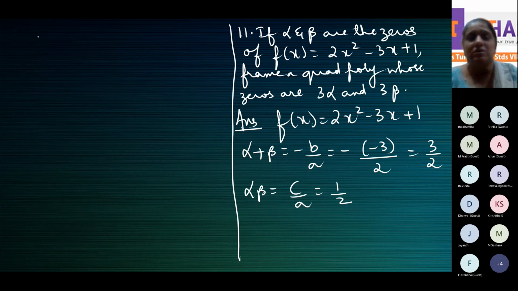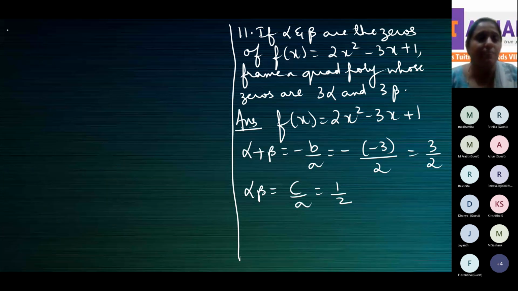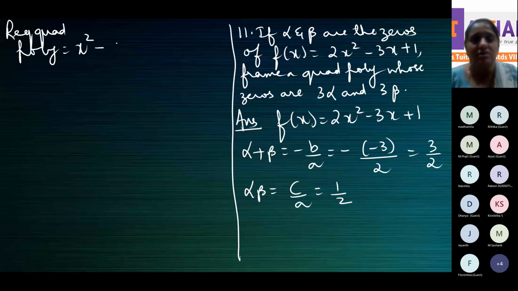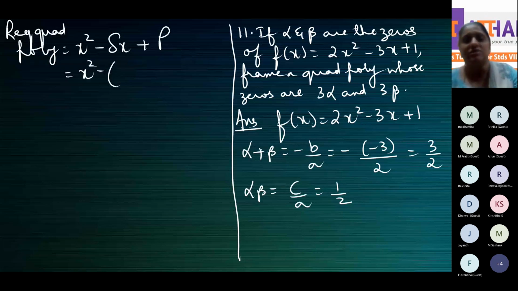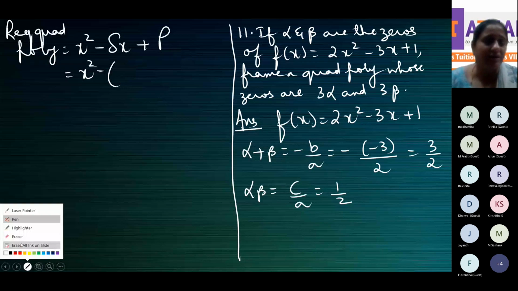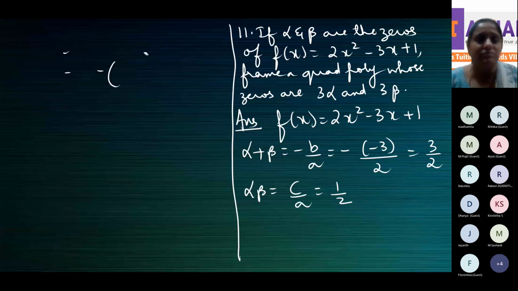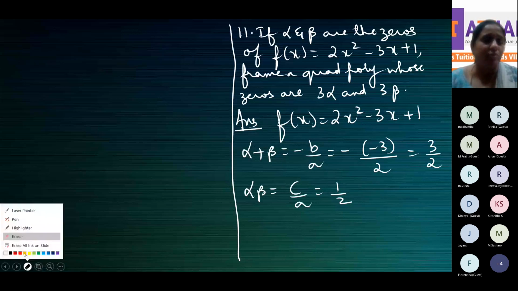polynomial. For the required polynomial, the sum is 3 alpha plus 3 beta, and the product is 3 alpha into 3 beta. Required quadratic polynomial is equal to x squared minus sum of the zeros. Now, how do you construct a polynomial? Minus sum of the zeros into x plus product. So this is equal to x squared minus, what's the sum of the zeros? 3 alpha plus 3 beta. Correct? Or I'll do one thing, I'll find the value separately for you and then we can substitute. That'll be easier. We'll find the required sum and the required product.